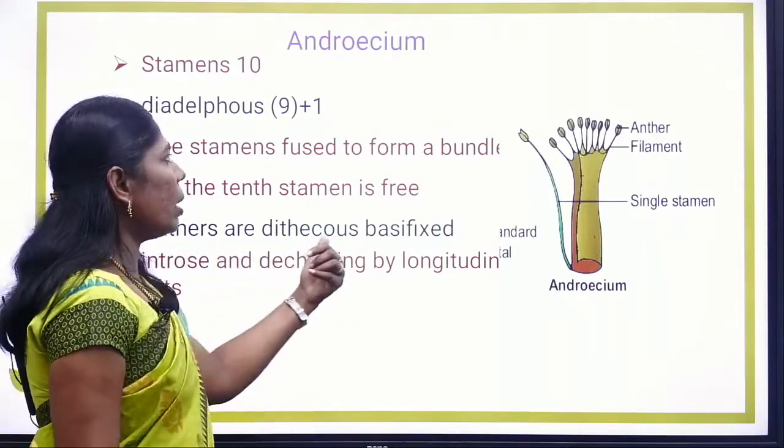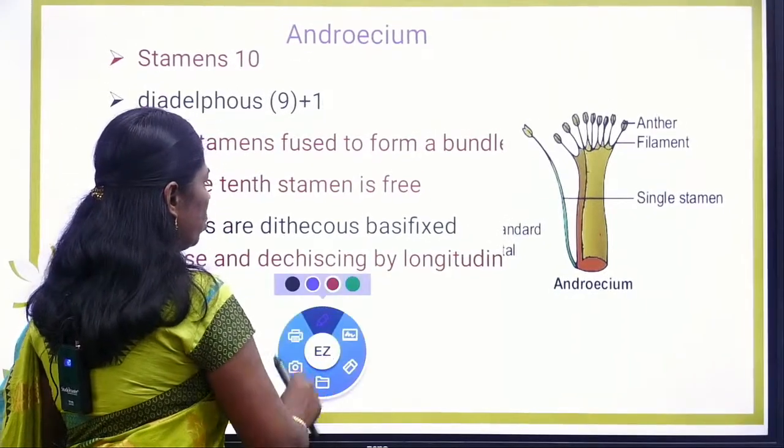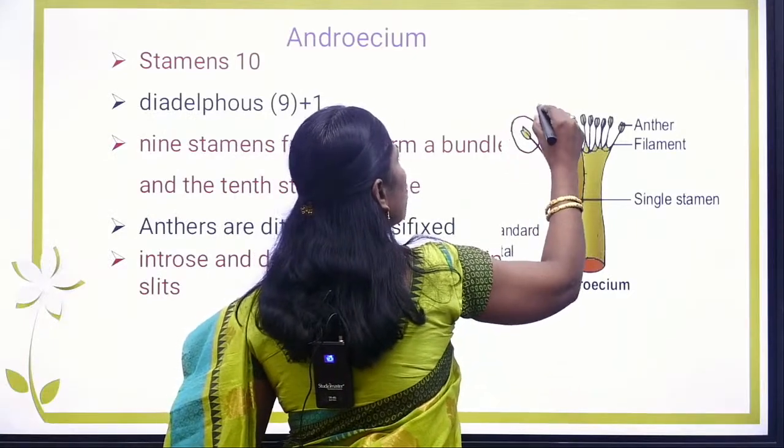Okay, so the anthers are dithecous. Okay, so what is dithecous? The anther is divided into 2 locules. So this is the anther. It consists of 2 locules.